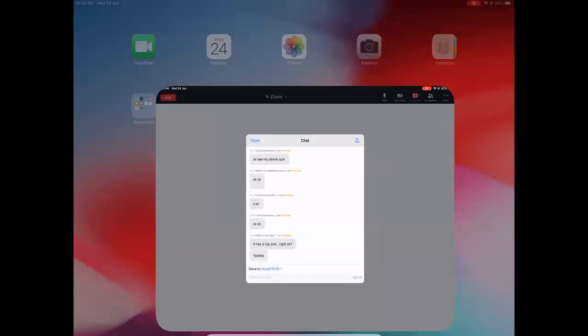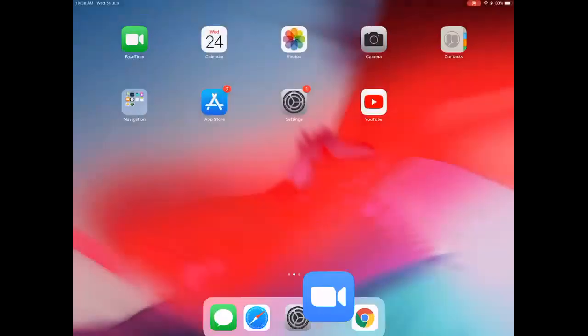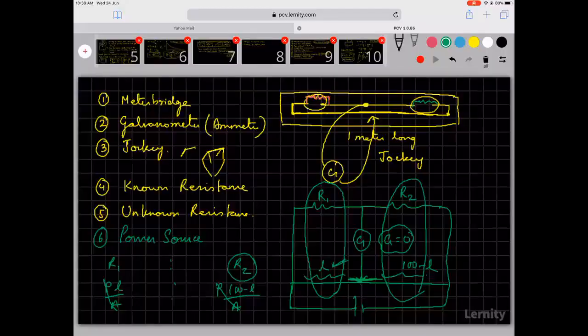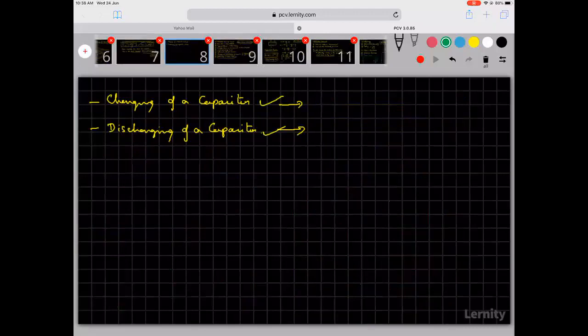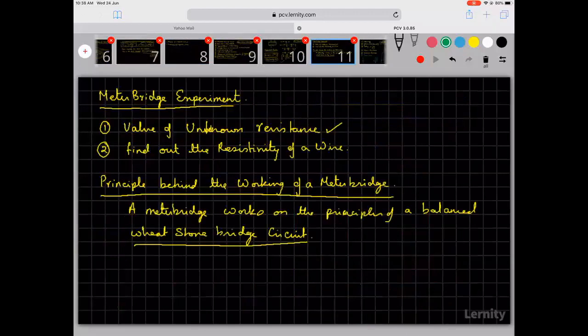Okay, can you please make some notes on this? This is more important. A meter bridge. So what is the experiment used for? To find out the magnitude of the unknown resistance. The second one is to find out the resistivity of a wire. The principle behind the working: it works on a balanced Wheatstone bridge circuit.